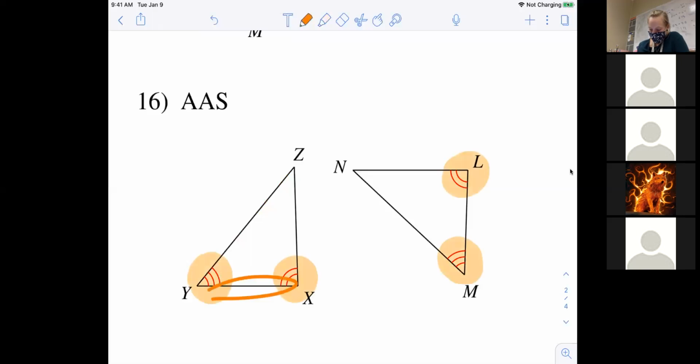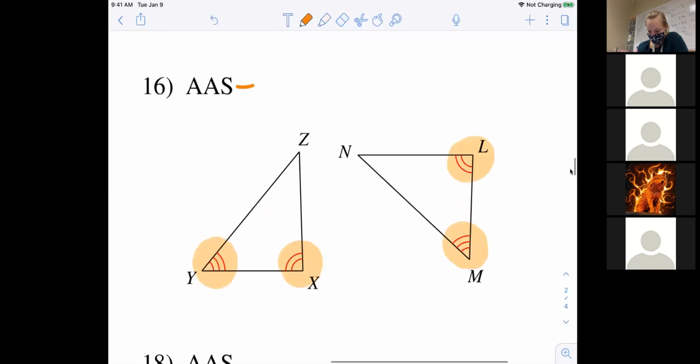You want to pick this one? Yeah. Well, it says angle, angle, side. Oh. So not that one, right? We want one of the non-included sides. Nope, good, that's good. Z and X, and then what would be congruent to Z and X?